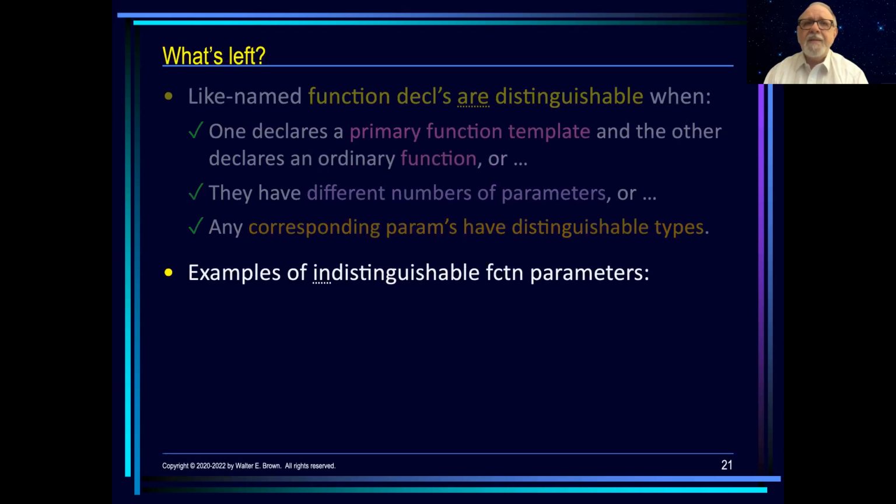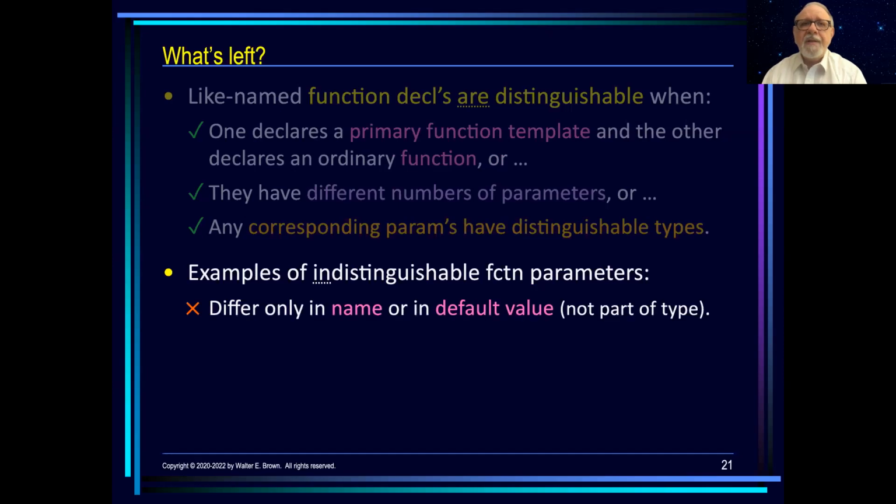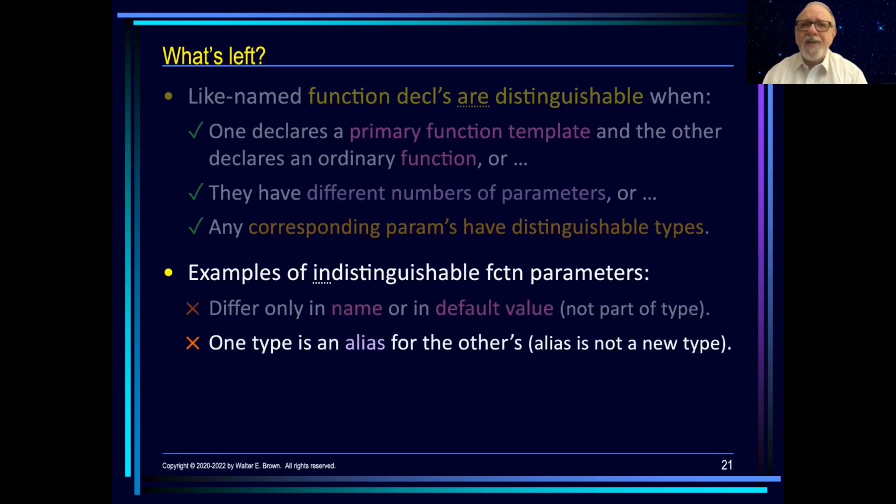Well, let's look at some examples of indistinguishable function parameters. If two parameters differ only by their name or by their default value, that's not sufficient to distinguish them. Those aren't part of the type. If one type is an alias for the type of the other, they're not distinguishable because an alias is not a new type.